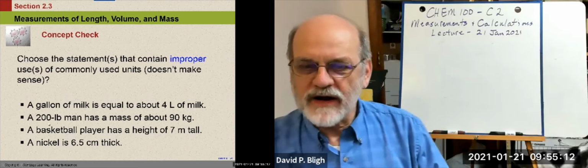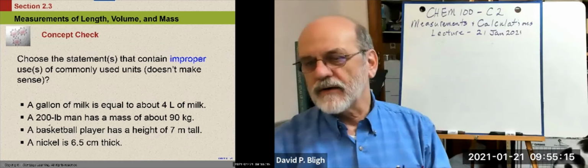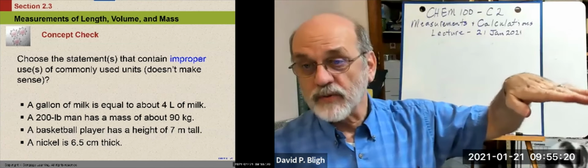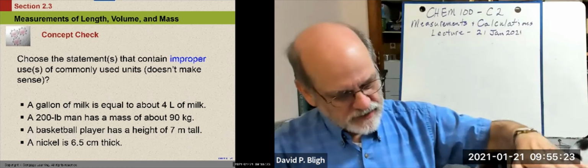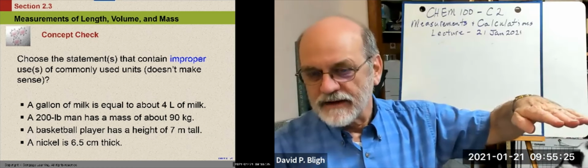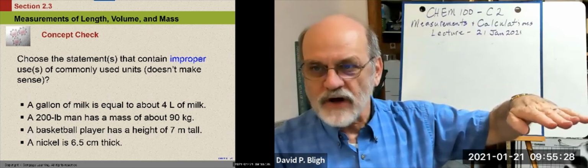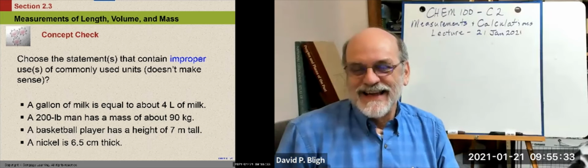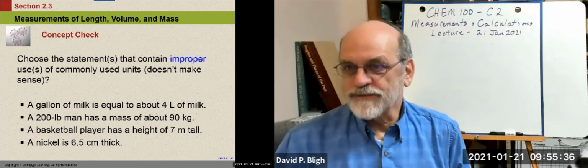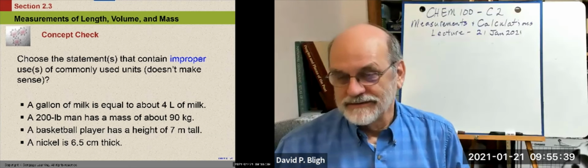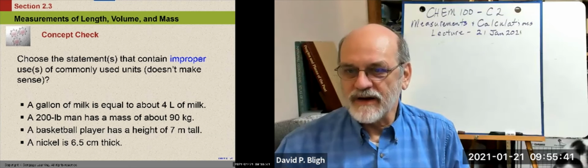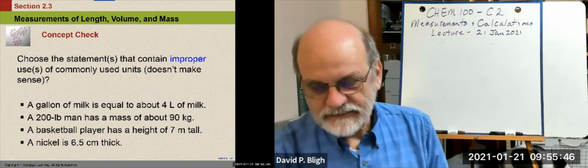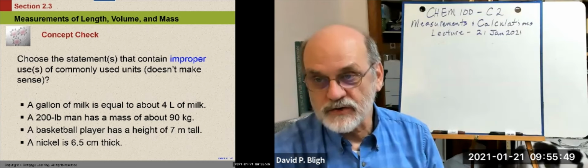How about this? A basketball player has a height of 7 meters. So how much is a meter? Well, it's a little more than a yard, right? It's 39.36 inches. So if a yard is here, a meter is like that. If your basketball player is 7 meters tall, he'd be about 24 feet tall. That's not reasonable, right? Even the tallest basketball players are no more than 8 feet tall, so that's less than 3 meters, 2.5 meters or so.